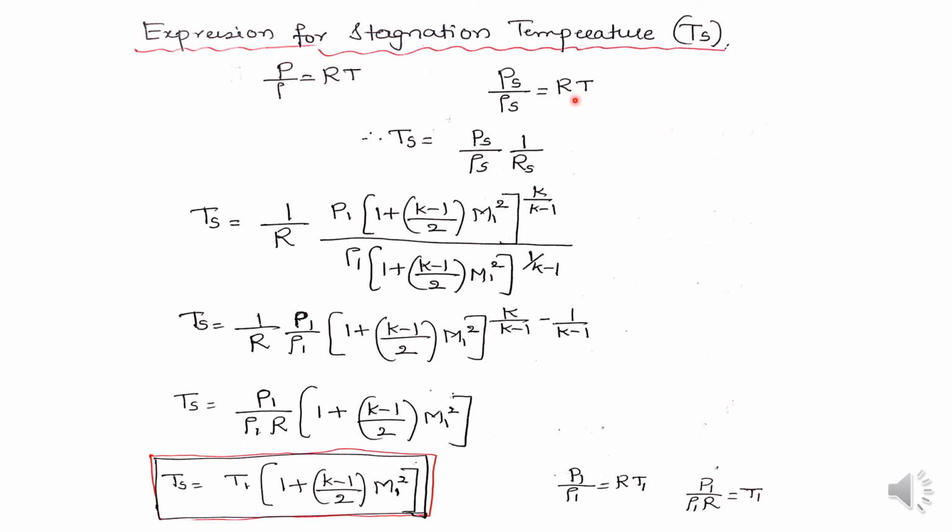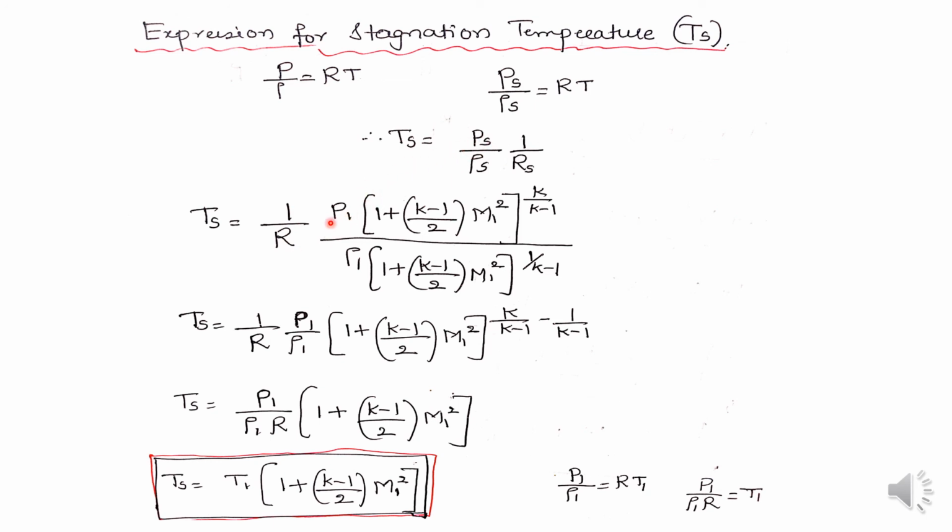Here I should write Rs and Ts; we have not written it here. Therefore stagnation temperature will be equal to Ps divided by rho s into Rs. Therefore Ts is equal to 1 divided by Rs, that is the gas constant. It will be the same R only for the stagnation point also. So 1 divided by R, and Ps, I have substituted the value of Ps.